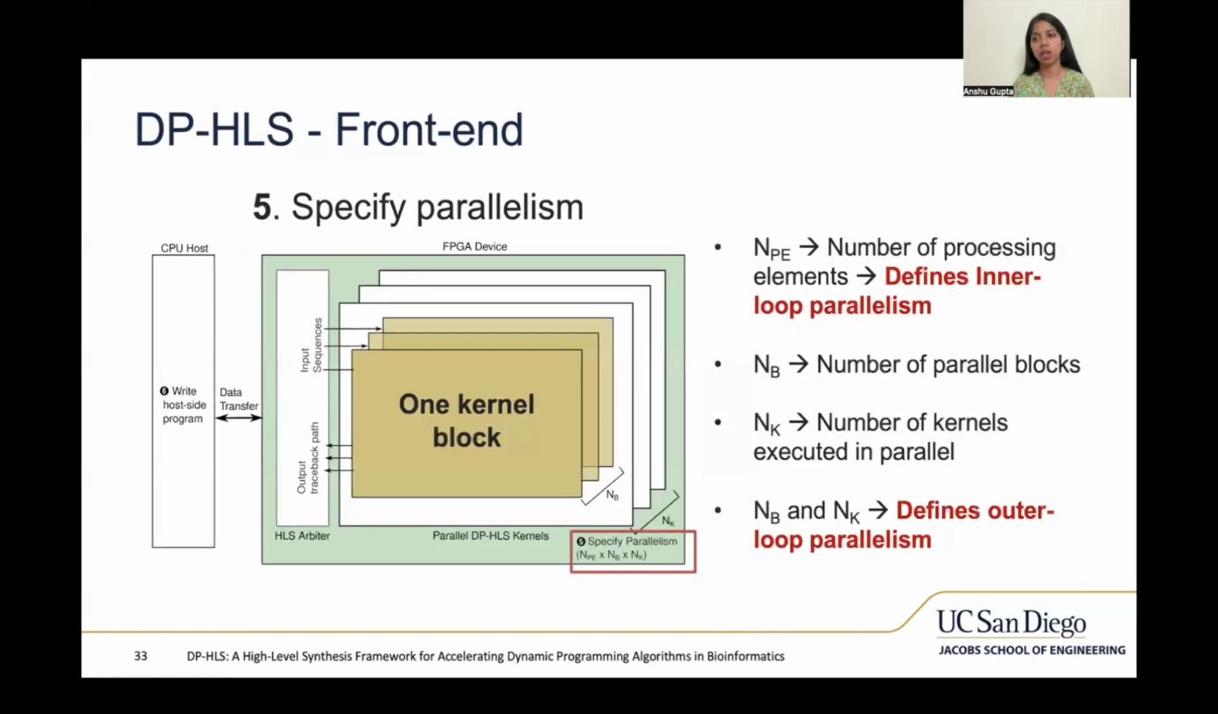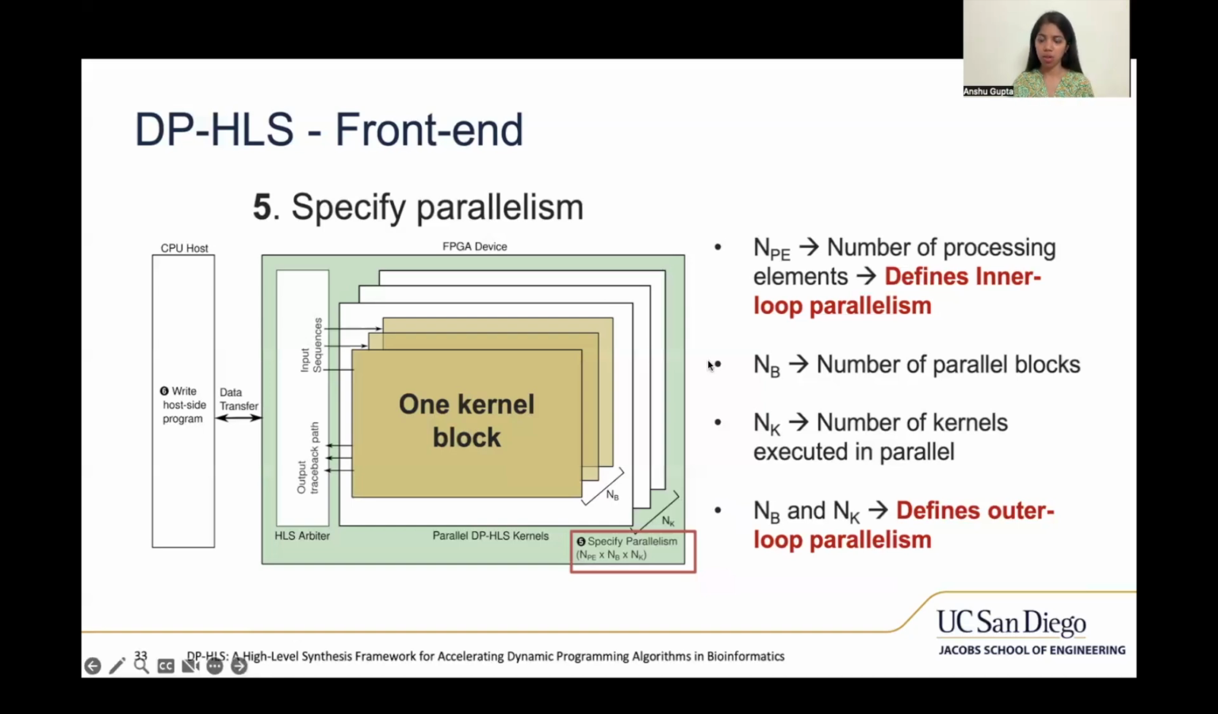And then DP-HLS also supports multiple levels of parallelism, which can be controlled by the user. So here, one kernel block depicts one systolic array architecture, which aligns one pair of input sequences. Similarly, DP-HLS allows the deployment of multiple kernel blocks, which are mapped to multiple parallel systolic array architectures, aligning multiple pairs of sequences in parallel. And this is not supported for just one type of homogeneous kernel. There can be multiple heterogeneous kernels, each of the kernels having its own number of blocks to be deployed in the FPGA in parallel.